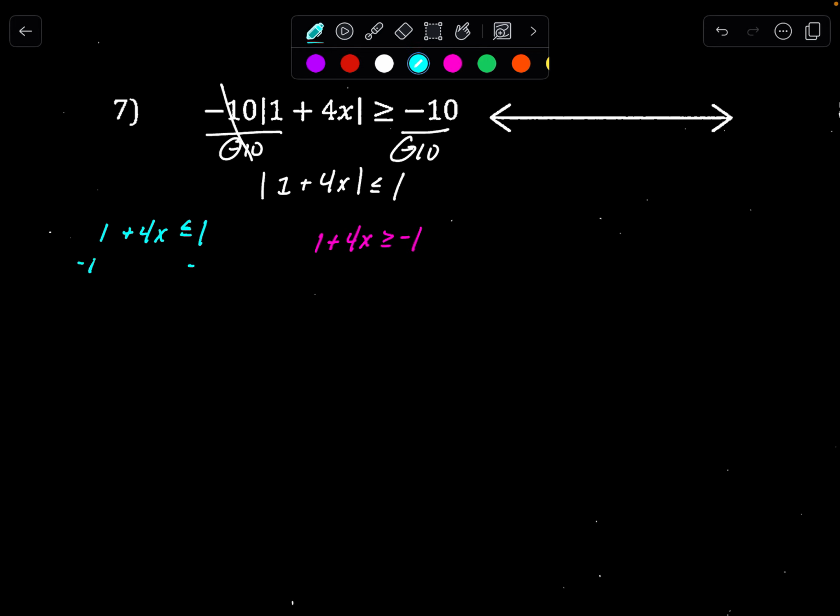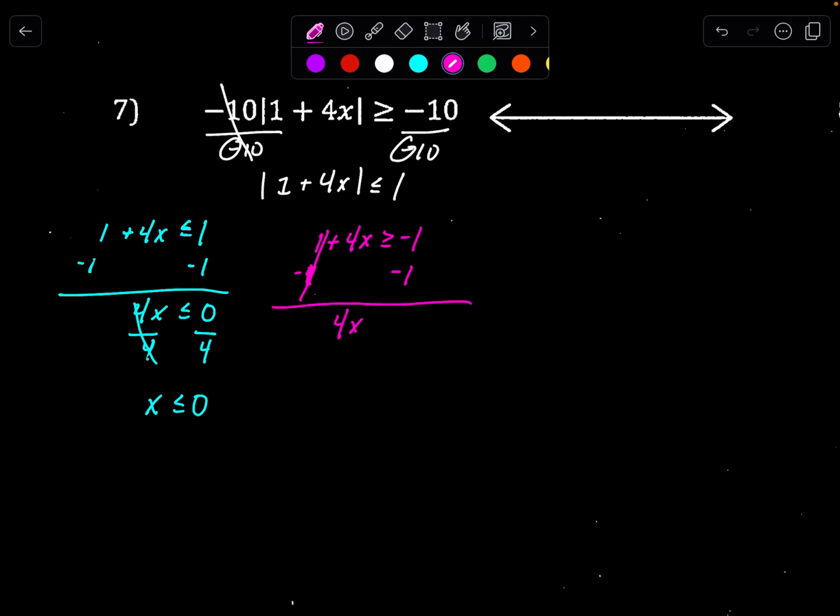Subtract your 1, subtract your 1. You're already going to kind of see what this is. 4x is less than or equal to 0. We divide off 4. So x is less than or equal to 0. Minus 1, minus 1. I didn't seem to write minus 4 here, guys. 4x greater than or equal to negative 2. Divide the 4. And we will end up with x is greater than or equal to a negative 1/2.